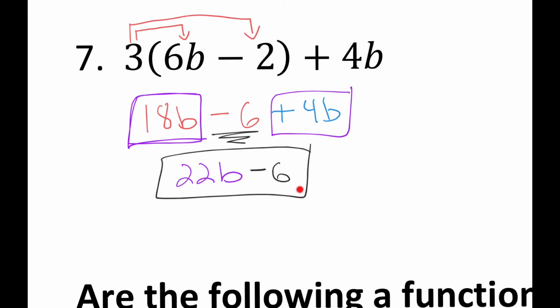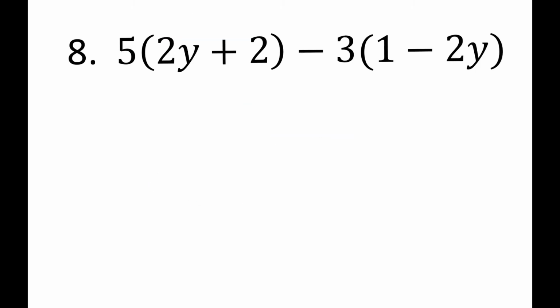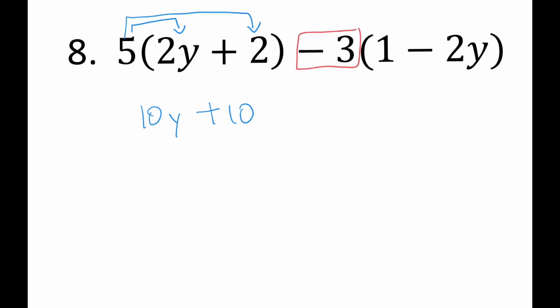So there's my answer. Now number 8, you actually have two parentheses, so we have to distribute, and I have to multiply the 5 and the minus 3 to the parentheses. So first, let's do the 5. 5 times positive 2y, that's going to be 10y. 5 times 2 is 10y. And then you multiply the 5 times the positive 2, that's going to be a positive 10. The second 2 doesn't have a y, so you just put the constant, the 10 here. The next one, there's a minus 3. Minus means negative. So we have a negative 3 times positive 1, that's going to be minus 3.